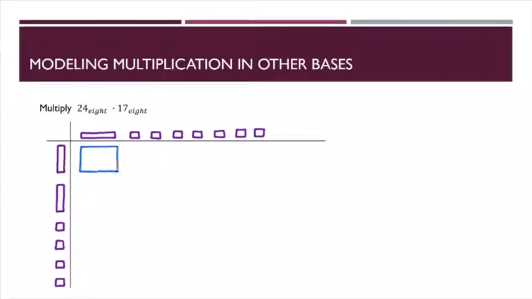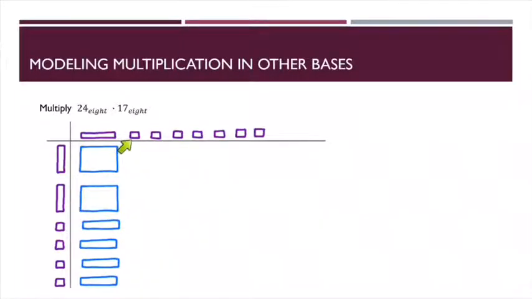We need a flat here. A long times a long gives us a flat. And here is another long times long, so that's going to make another flat. Now here we have a unit times a long, so it needs to be 1 unit tall and 1 long wide. So that's going to make a long. Same thing all the way down. And then up here, we need something that is a long tall and 1 unit wide. So that's going to make a long.